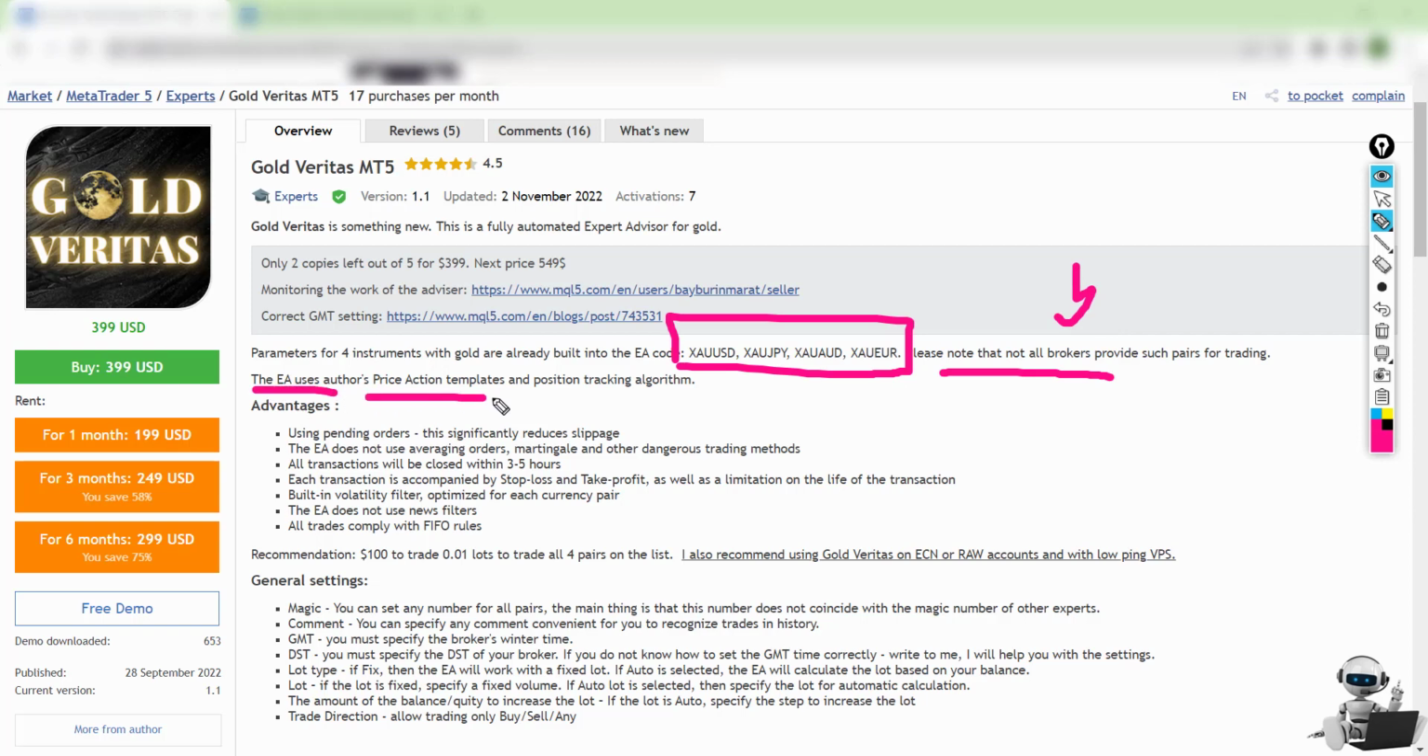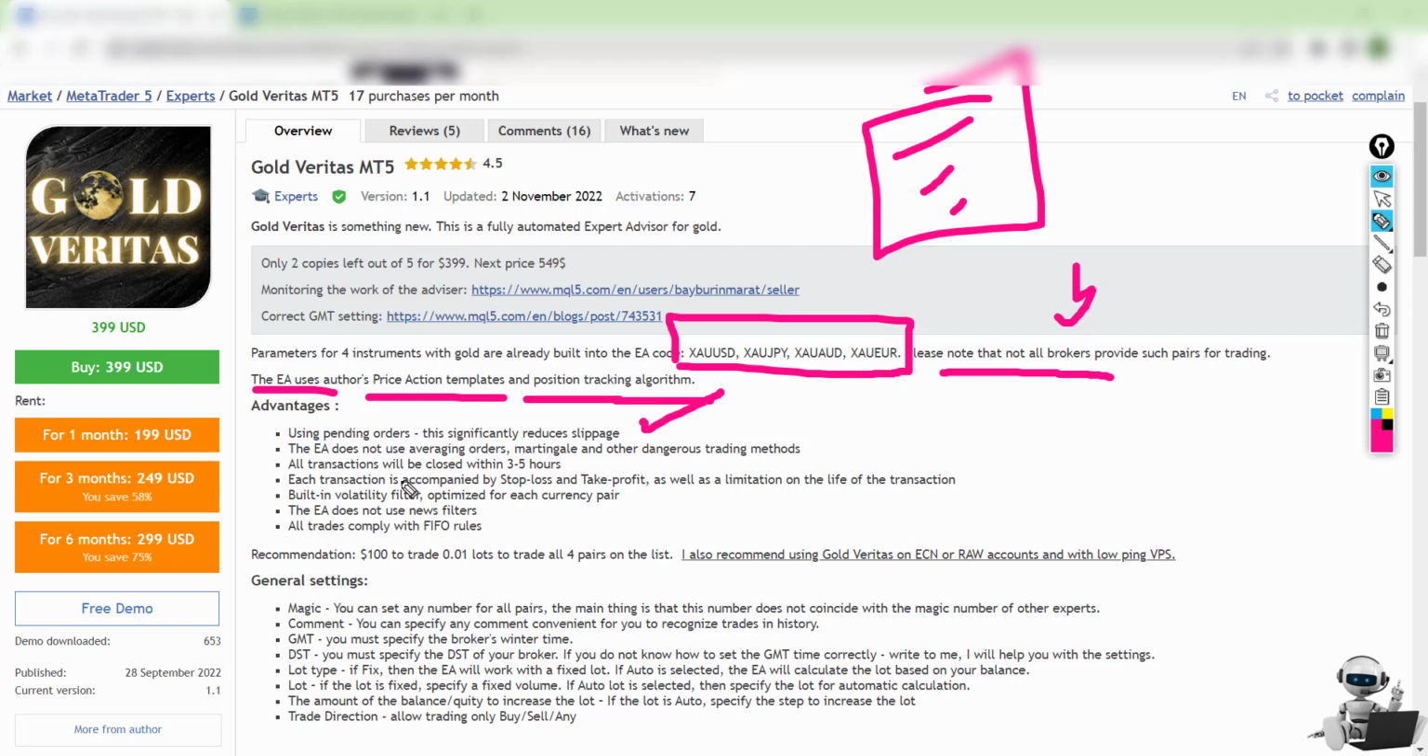The EA uses a price action template and position tracking algorithm, so it means it has a special algorithm, and using price action it takes trades on gold. So it has many features that I like. First, it uses pending orders to reduce slippage. The EA does not use averaging, martingale, or any dangerous method, which is very amazing.